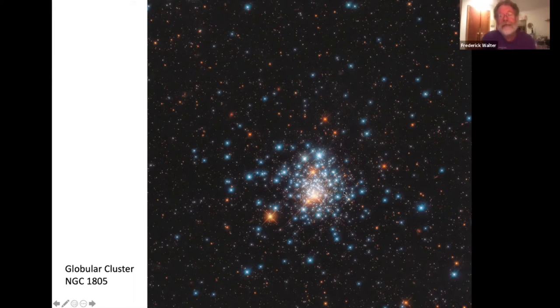Very, very dense. You can't see all of this structure from the ground, but from the Hubble above the atmosphere, you can peer down into the center of the cluster and actually count stars. See if there's a cusp at the center. Is there a black hole at the center of this particular globular cluster?